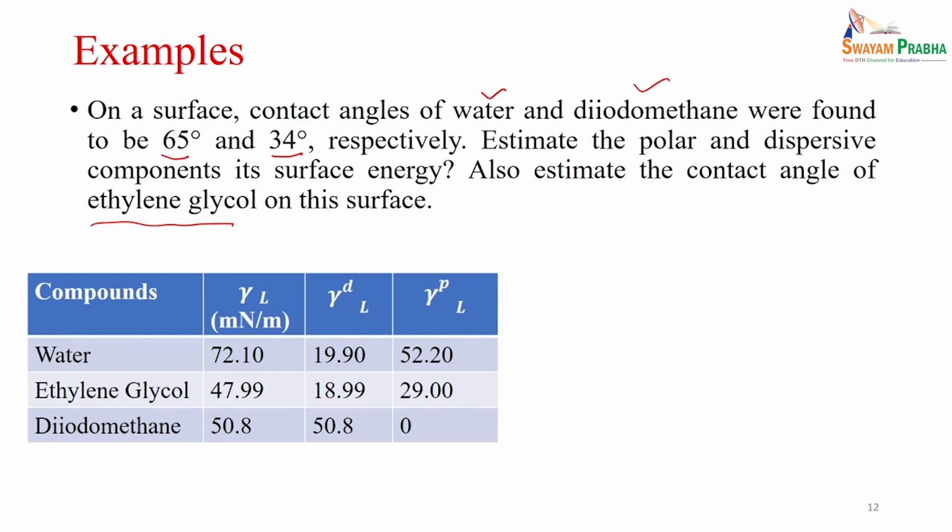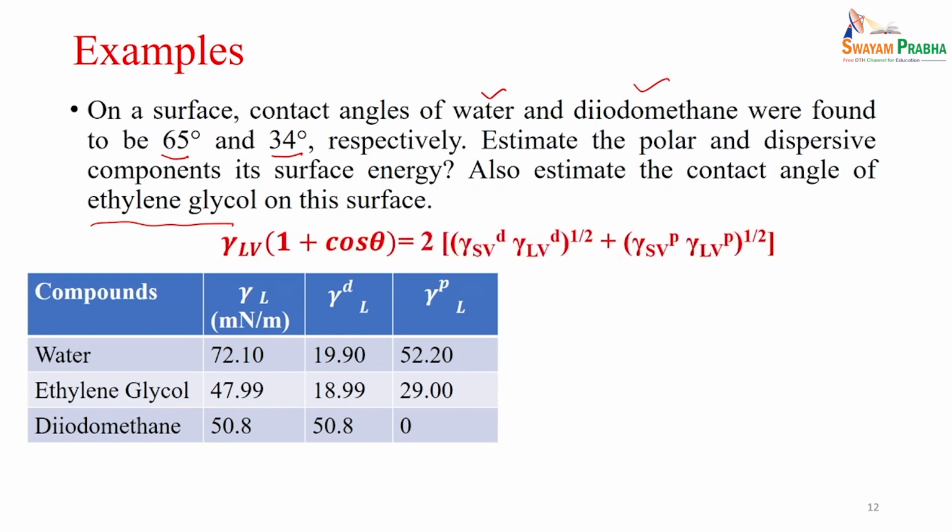First, we have to know the surface tension or surface energy of the liquids, which is given here in the table for water, diiodomethane and ethylene glycol. So, this is the Young-Dupré equation and this is the Good's equation. Here we have to write the 2 equations: equation 1 will be for water and equation 2 will be for diiodomethane.